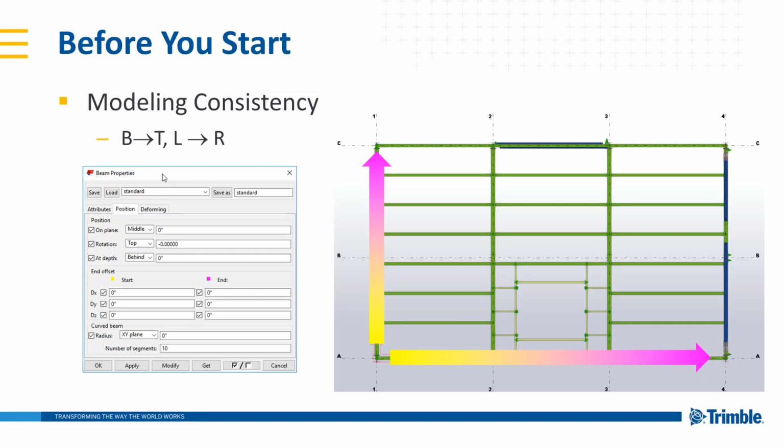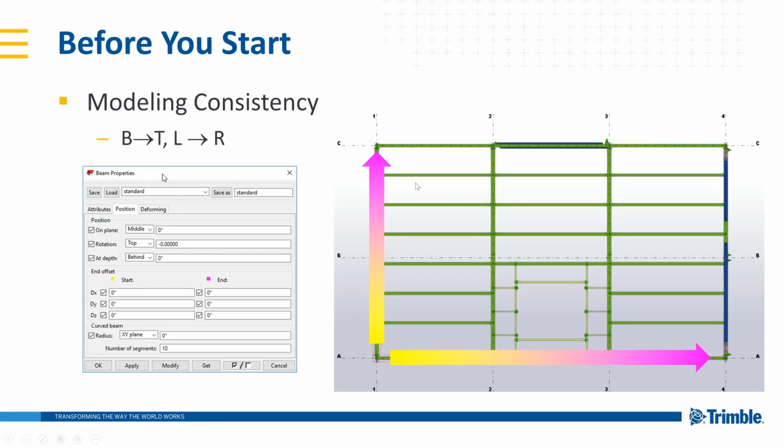And the need for being consistent in your model really does translate down to being effective and efficient when you're creating your drawings. And so the first thing that comes to mind when I think of modeling consistency here is the rule of thumb to model my members bottom to top and left to right. So you can see I have a little tagline here for that. And I even have a cheat sheet.